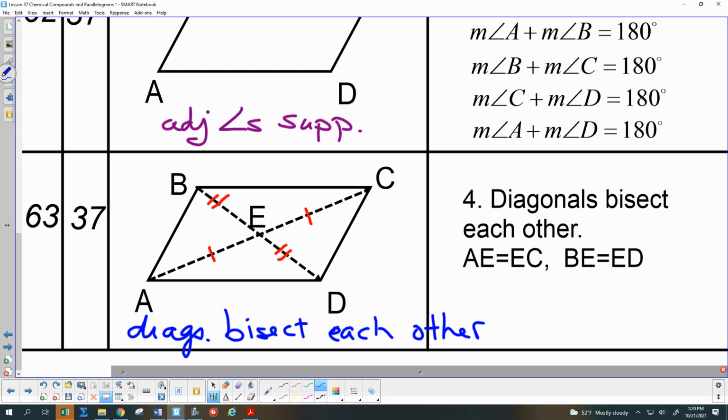So 5 things on parallelograms. Definition: opposite sides are parallel. Also, opposite sides are congruent. Opposite angles are congruent. Adjacent angles are supplementary. And diagonals bisect each other. And those are the things we want to use on the 2 examples that we're about to do. So are we ready for the first one?